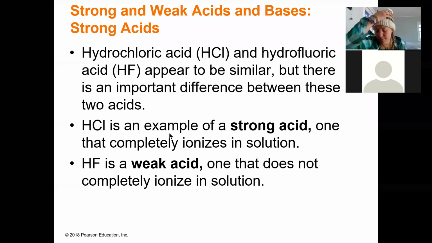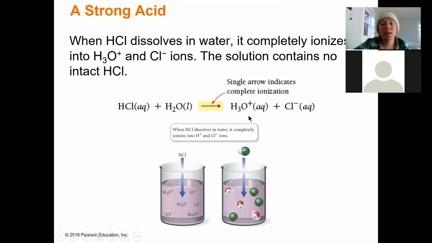So when talking about acids and bases, we can narrow it down into what we would call strong acids and strong bases, and weak acids and bases. So HCl is an example of a strong acid. HF is an example of a weak acid. Strong acids mean that they completely dissociate or completely ionize in solution. So every hydrogen and every chlorine is going to break apart. A weak acid like hydrofluoric acid, some of it will ionize, but some of it will recombine and stay as the molecule HF.